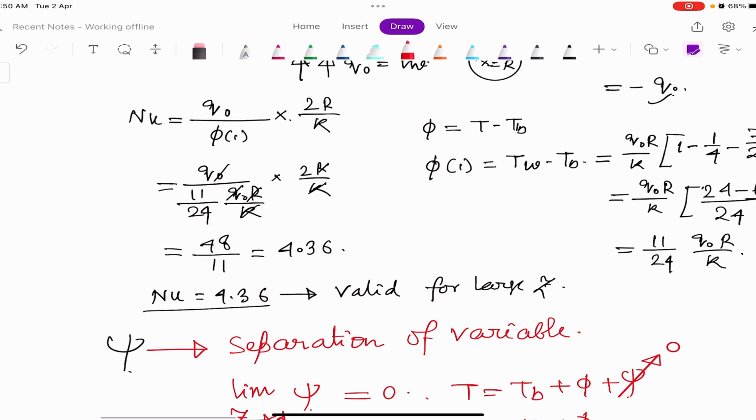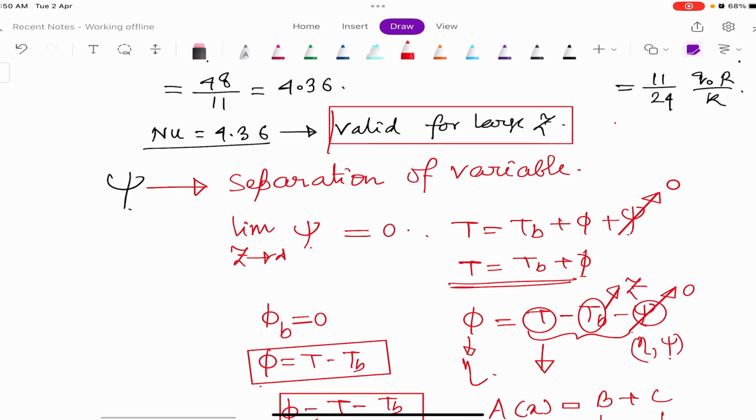Okay, so this solution is valid only for large z, and large z means it is thermally fully developed, thermally as well as hydrodynamically. So this is just the solution for Nu equal to constant. Nu is not a function of z, Nu is not a function of r, and this is only valid for a large z and for a thermally as well as hydrodynamically fully developed flow. Now this solution for psi will involve the method of separation of variables.